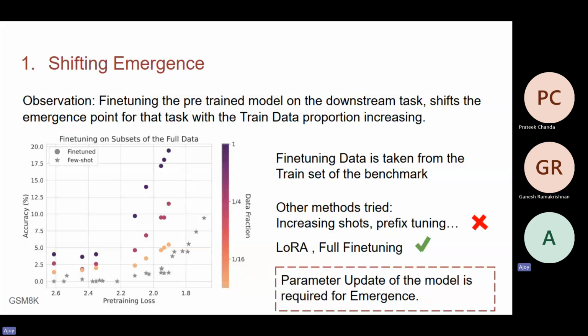Yes, sir. The stars are few shot. The circles are fine-tuned. So basically, with training on the particular task, the emergence curve is being shifted.